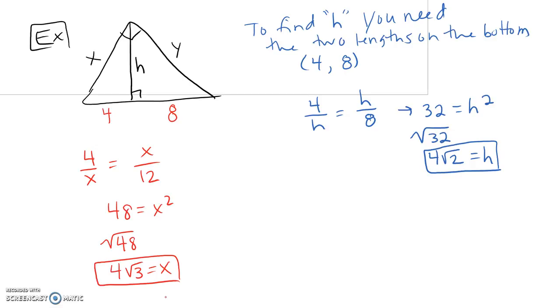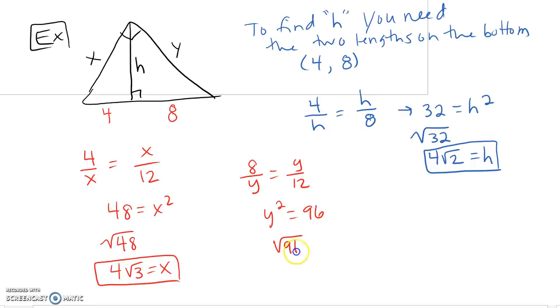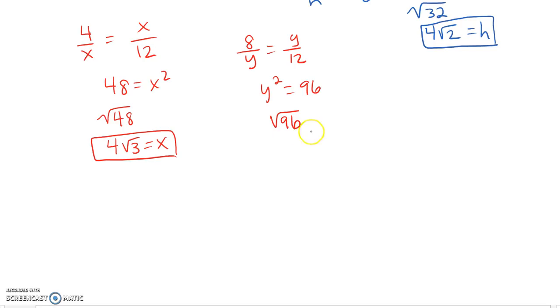Y is the same thing, except I need to use the Y side of the triangle, which is 8. So 8 over Y equals Y over 12. The 12 is the full length of the bottom. So 8 times 12 is 96. I need the square root of 96, which is 4 root 6 for Y.